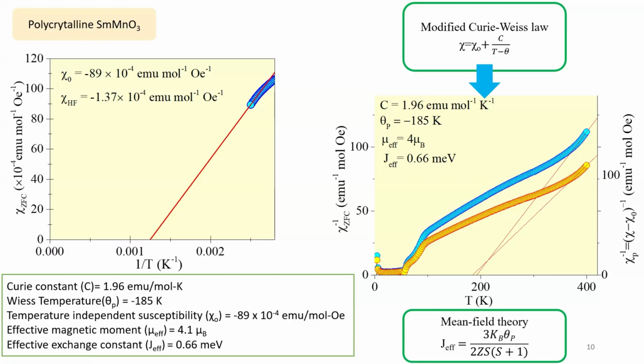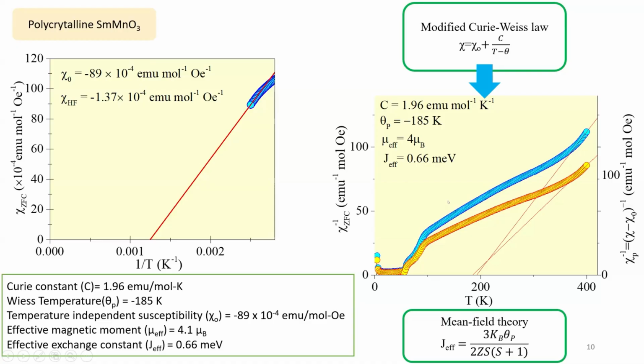After getting the temperature independent susceptibility, we go for the modified Curie-Weiss law, where we calculate all the parameters like the Curie constant, Weiss temperature, effective magnetic moment, and effective exchange constant.